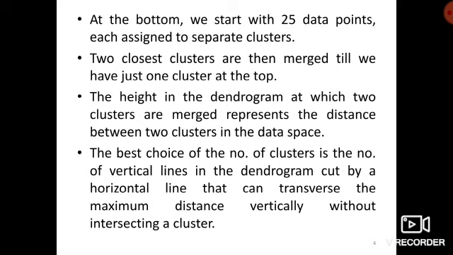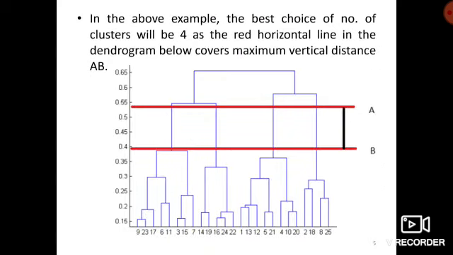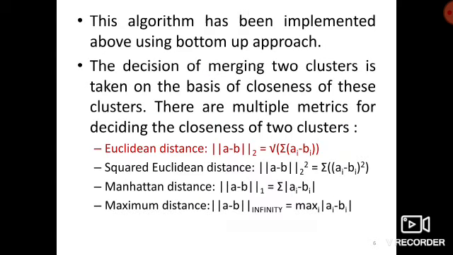space. The best choice of the number of clusters is the number of vertical lines in the dendrogram cut by the horizontal line that can traverse the maximum distance vertically without intersecting the clusters. In the above example, the best choice of the number of clusters will be 4, as the red horizontal line in the dendrogram below covers the maximum distance between A and B, and it is measured by vertical distance.